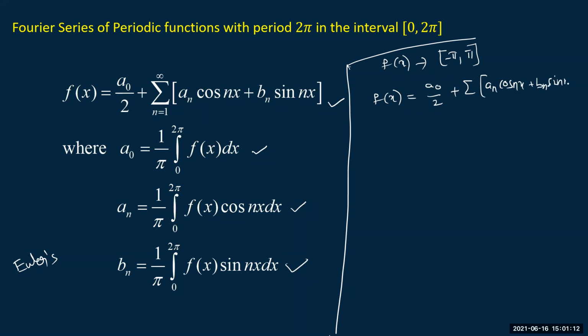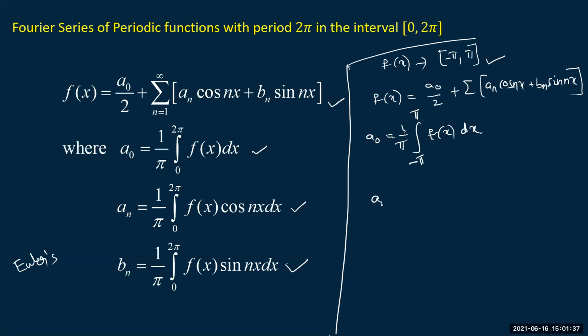This is quite simple, you can easily remember this. But here a naught is 1 by pi into, look at this carefully, when the interval of definition is 0 comma 2 pi, we have integrated this function between 0 and 2 pi. But now the interval of definition is minus pi comma pi. Therefore, I'll integrate this between minus pi and pi. That is the major difference here. The remaining all remains as it is.